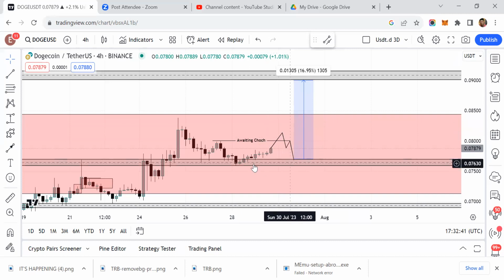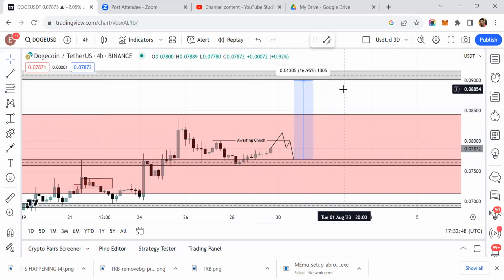So this is for Doge USDT, and I'm sincerely waiting for this to happen so that I can make some cool cash and be happy with myself.